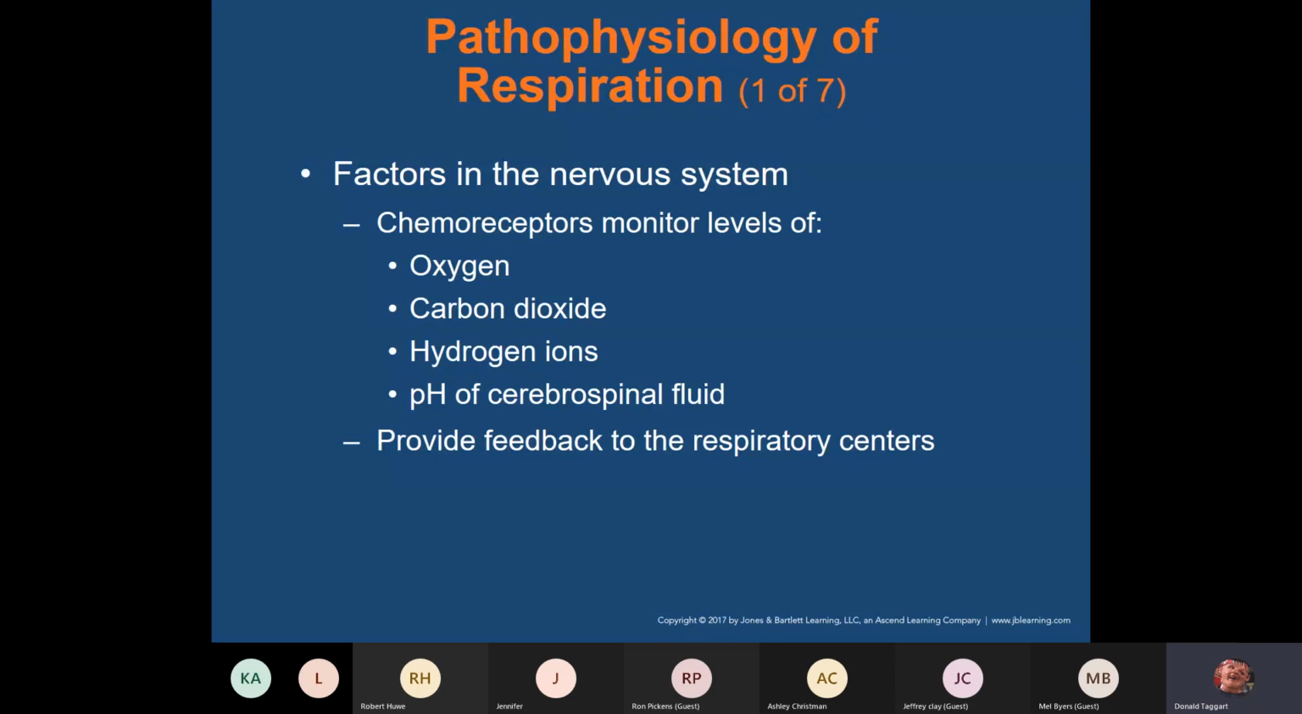Like we've talked about, chemoreceptors are located in the medulla and the pons and on your aorta. They're monitoring oxygen levels, carbon dioxide levels, and hydrogen ions, so that's your acid level, along with the pH of the cerebrospinal fluid. And it's all providing feedback. When these get out of whack, it's trying to stimulate your body to breathe less, breathe more, breathe faster, breathe deeper, based on what these receptors are measuring. And again, the big one it's measuring is carbon dioxide.